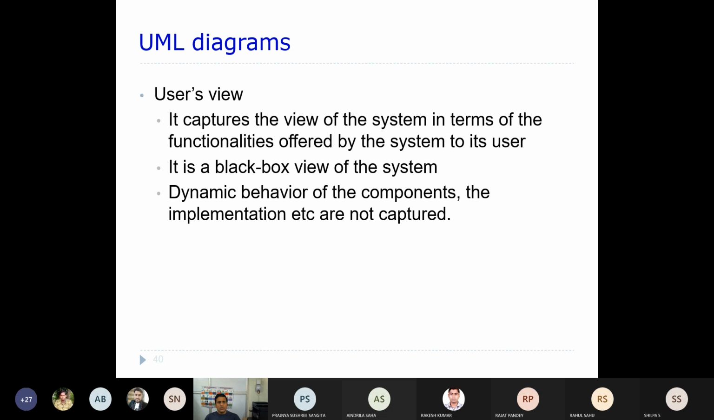So the first view is the user's view. It captures the view of the system in terms of the functionalities offered by the system to its user. When I say user's view, that means what different functionalities a particular user is going to get from a particular system. That is exactly what is captured through the user's view. That means what a user is going to get from the system, and how the user is going to interact with the system.